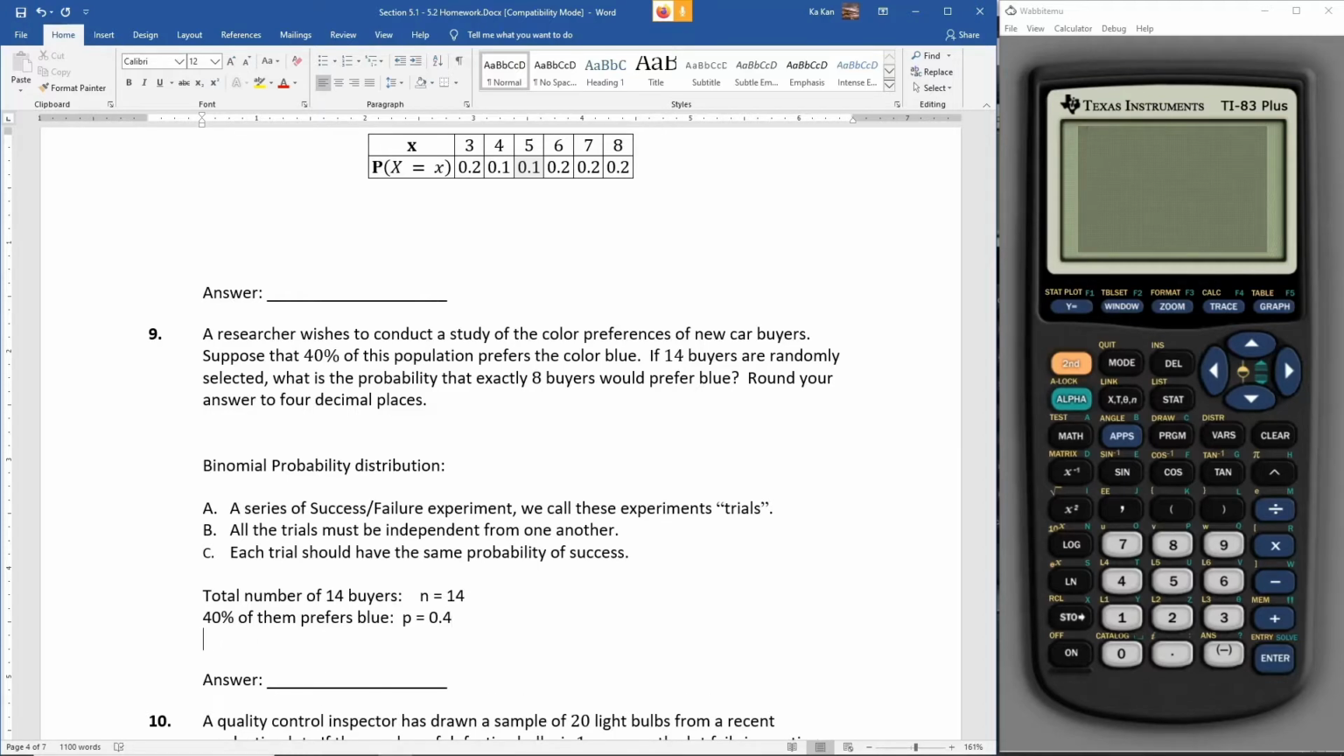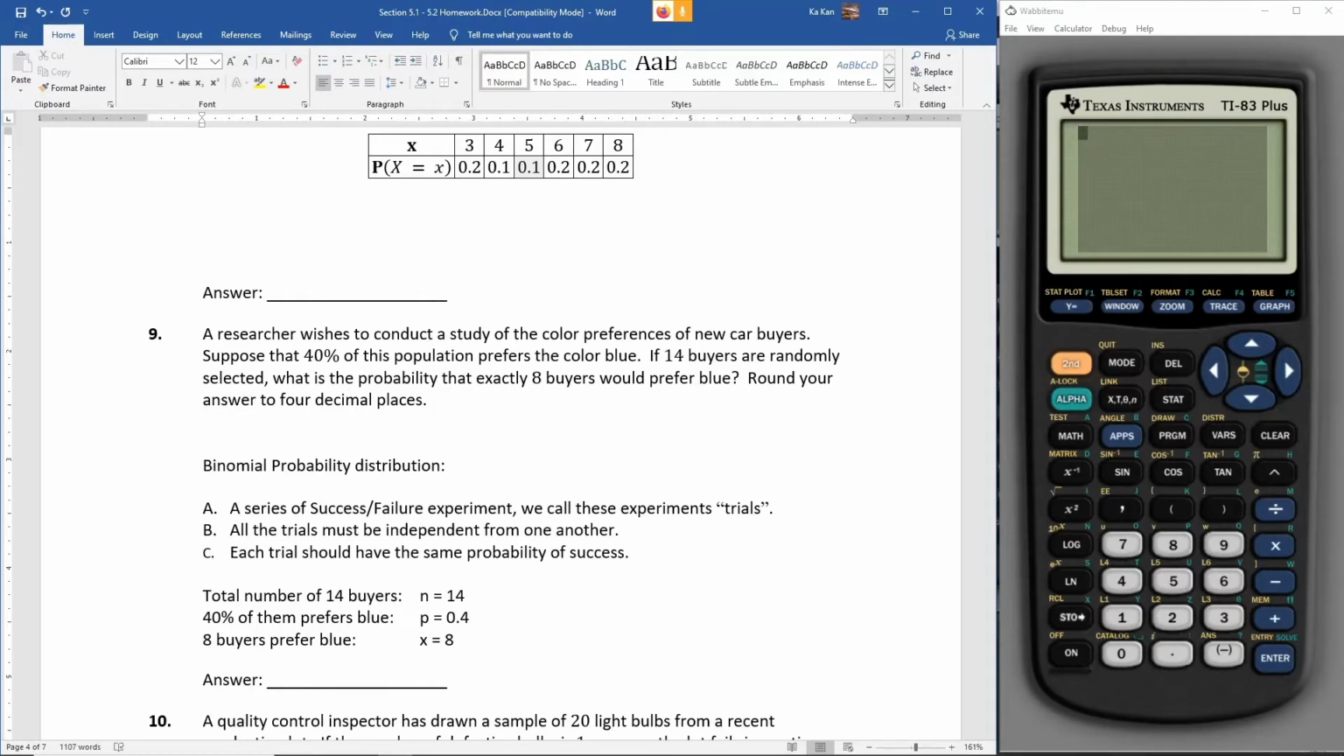The next question is, what is the probability that exactly 8 buyers prefer blue? 8 buyers prefer blue. Well, that means, let me actually move this a little bit. There you go. So what does that mean? That means I want my X equals 8. You can think about it this way: X is the number of trials that I want to be successful.